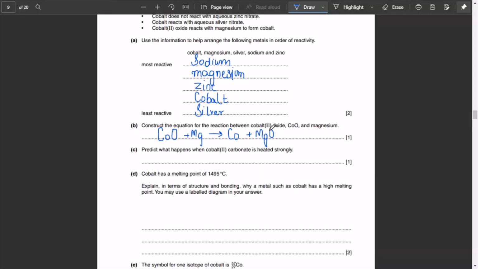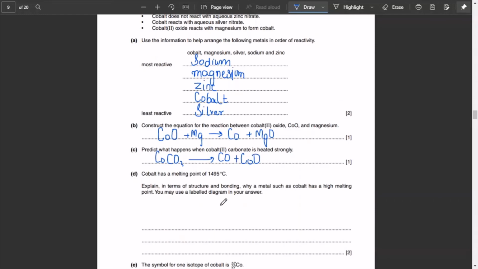Then moving on to predict what happens when cobalt 2 carbonate is heated strongly. That means a decomposition reaction will take place, and CoCO3 would decompose to, of course, CO2, and it will be its oxide, that is cobalt oxide. Alright, so this is how we're gonna do it.